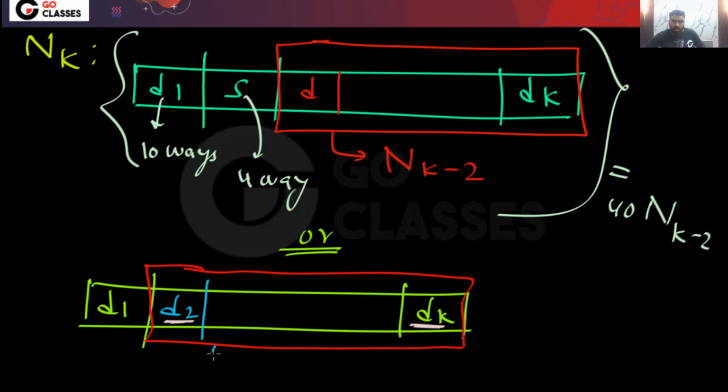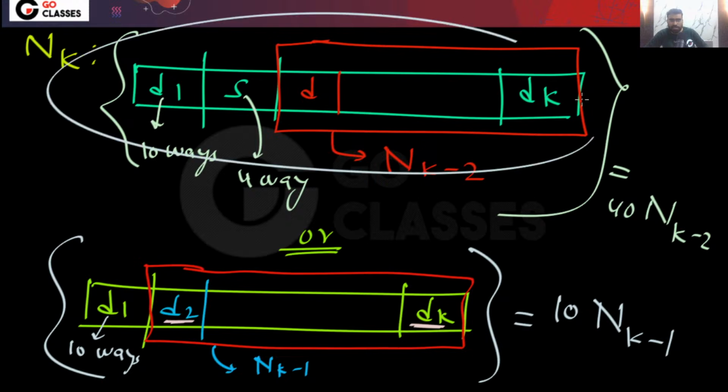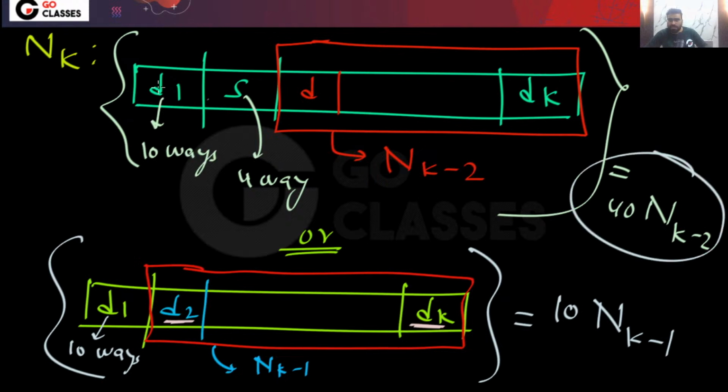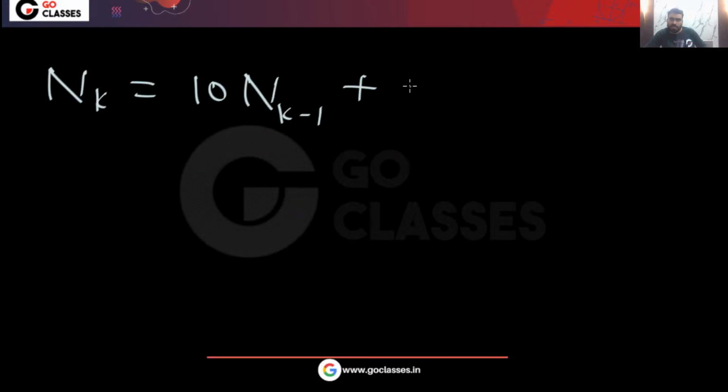This is nk minus 1. So tell me finally, how many are these? Here you have 10 ways, because there are 10 digits, so there are 10 ways. So this will be 10 nk minus 1. So your nk will be either this or this, so that will be plus. So what will your nk be? Nk will be 10 into nk minus 1 plus 40 into nk minus 2.